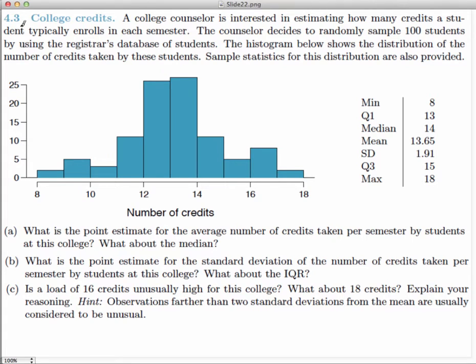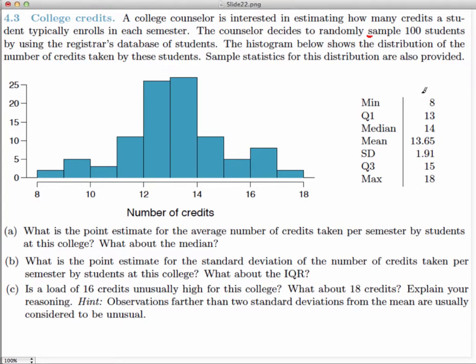So the thing to realize is that the registrar has all of the data. So they have the population. So the registrar could have given us a parameter, but the counselor is deciding to make an estimate of that parameter. Well, how do we know that? Well, because they took a sample.